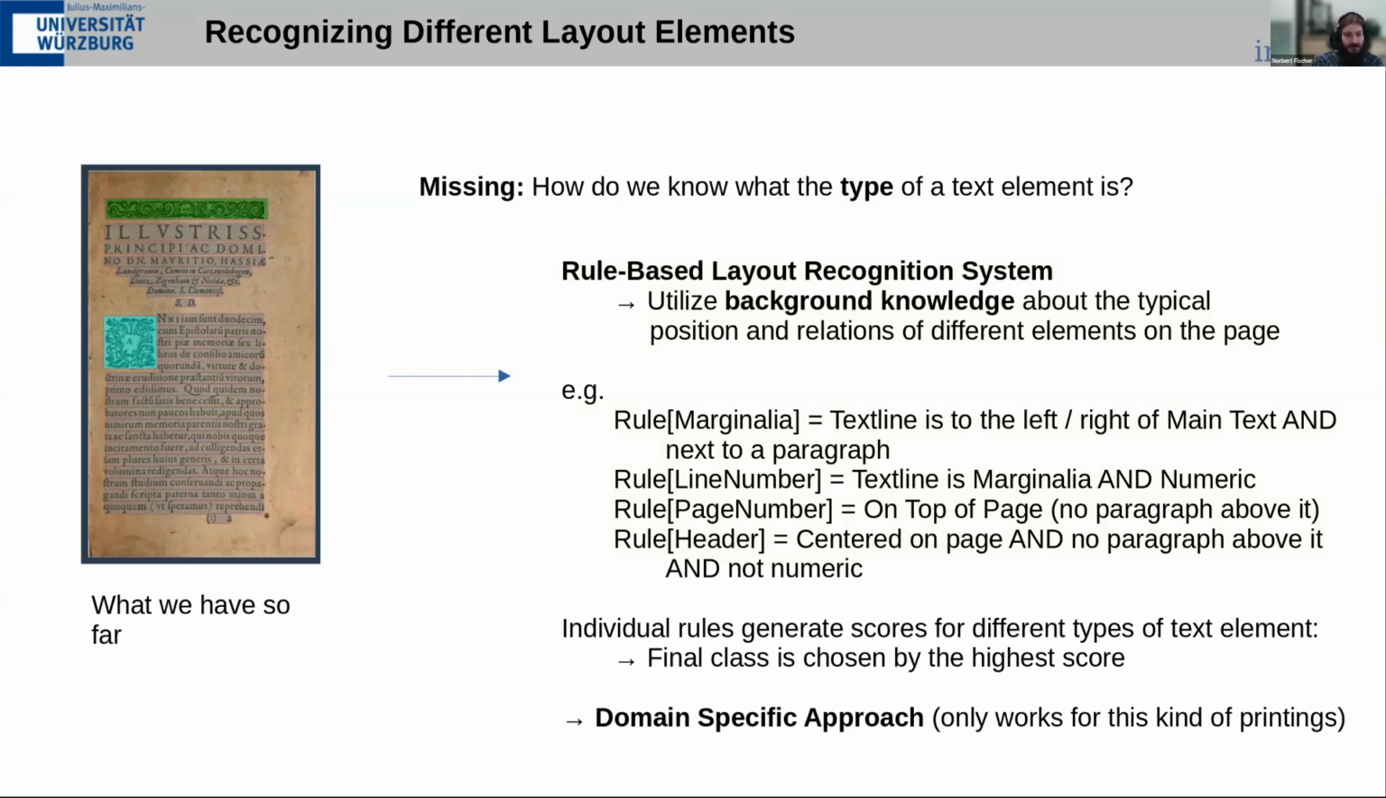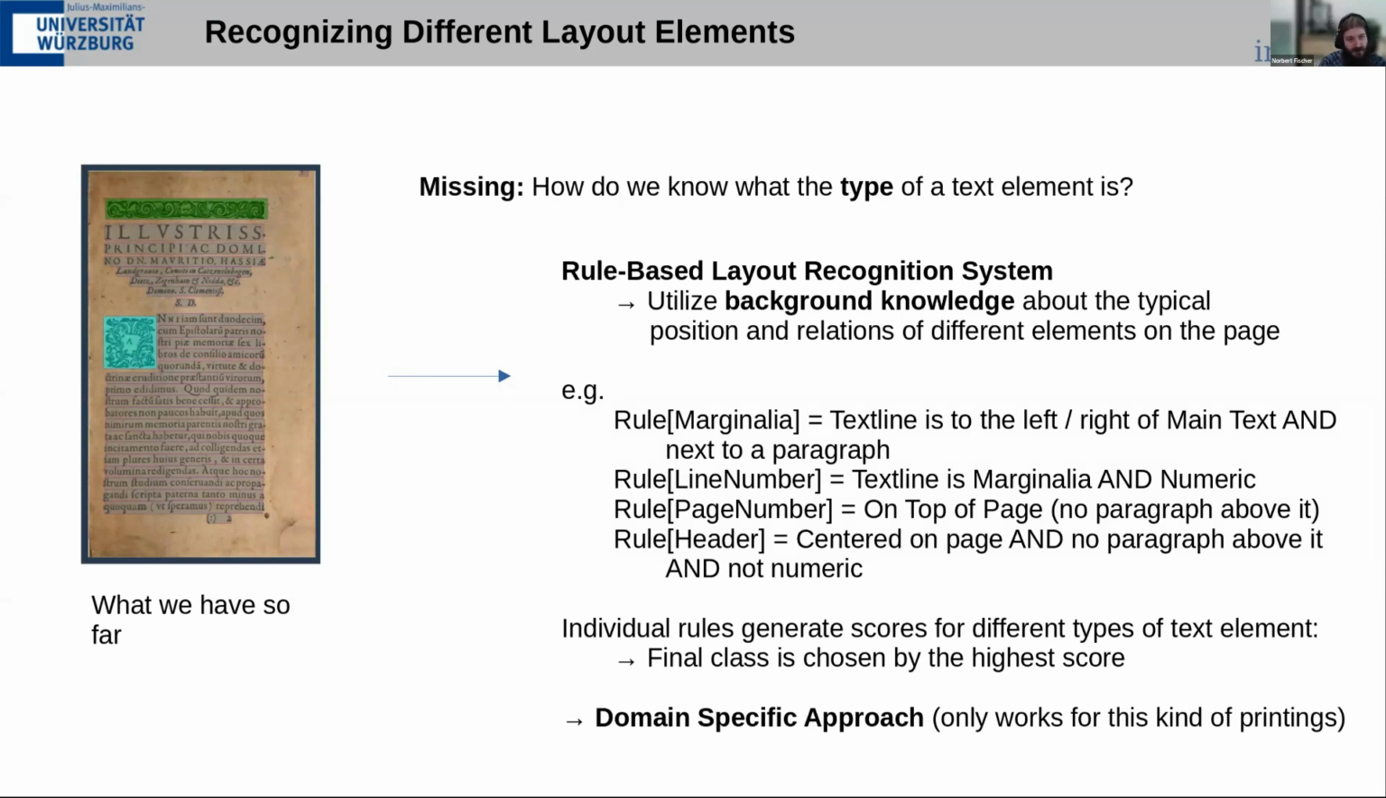Or for example, you could define a rule for the line number, where you say if this text line is a marginalia and it is numeric, then it should be classified as a line number. For the page number, we could define a rule that the text line has to be on top of the page, so there's no other paragraph above it. And for the header, we could define a rule that it's on top of the page and it's centered and it's not numeric, unlike the page number.